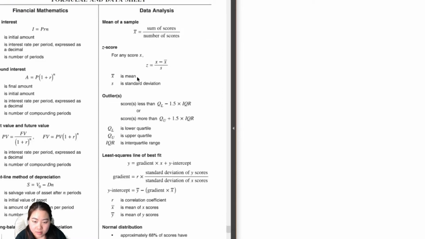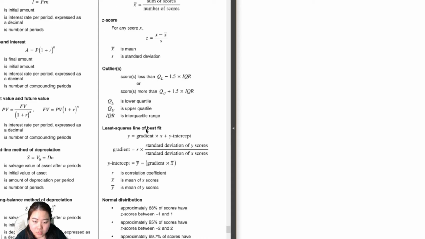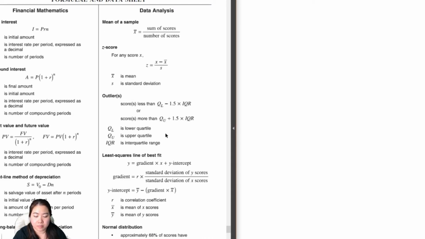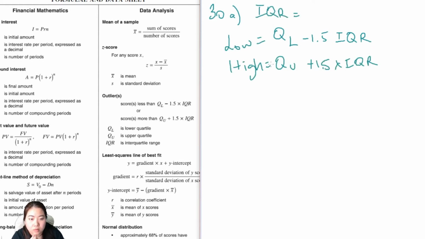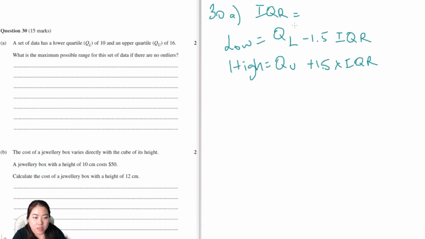Data analysis, outliers, upper quartile. Okay, this is what we need. I'm going to write this down. To begin with, we need to know what the interquartile range is, or IQR. And that is just 16 minus 10, because that's the range between the two quartiles, therefore interquartile range. And that is 6.